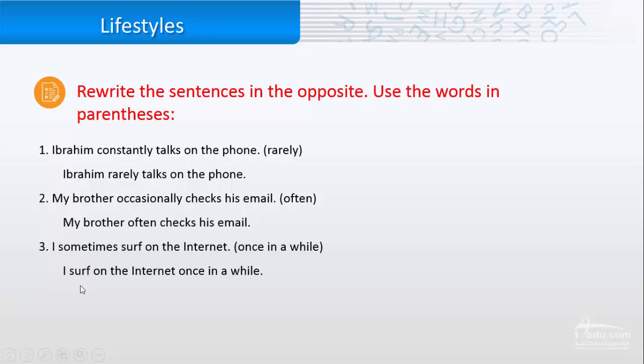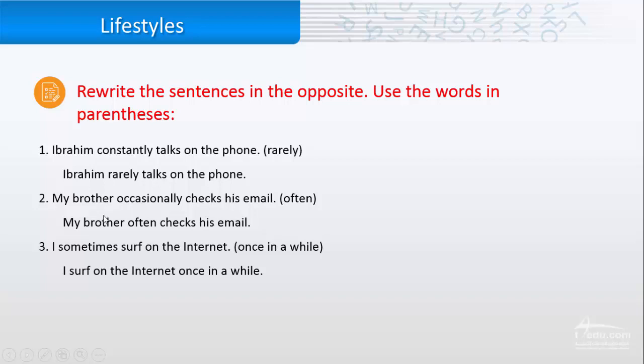Now I want you to write these sentences in the opposite. Use the words in the parentheses, for example, rarely. Number 1, Ibrahim constantly talks on the phone, so I want you to change constantly with rarely. It's going to be Ibrahim rarely talks on the phone, so the verb takes s because of Ibrahim.